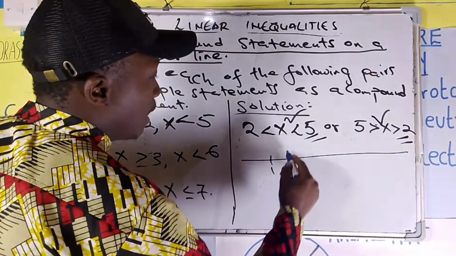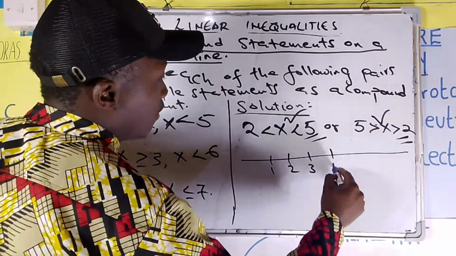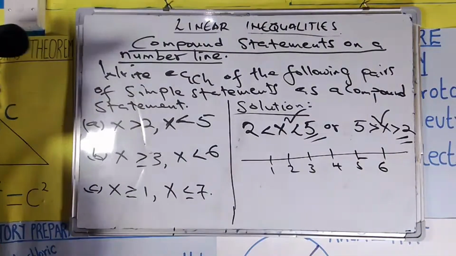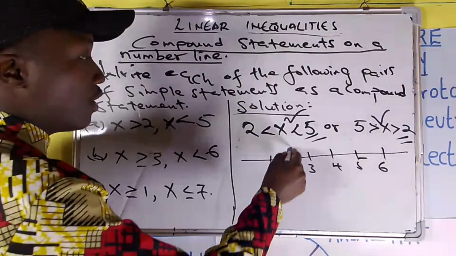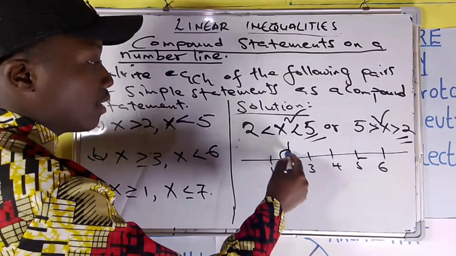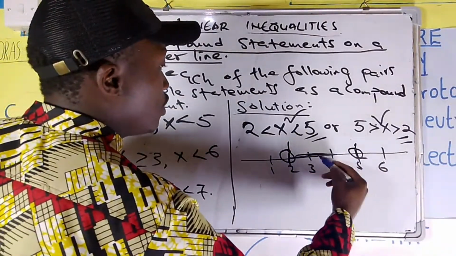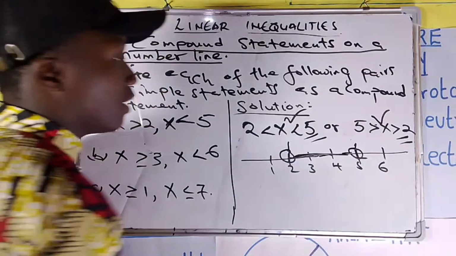You can start with 1, 2, 3, 4, 5, 6. With 1, 2, 3, 4, 5, 6, 2 is there and 5 is there. So you are finding these regions between here. Na unapata hivyo.